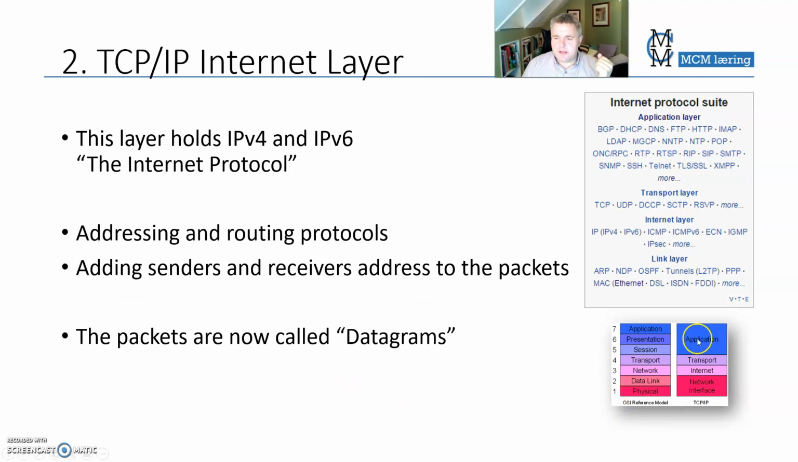Layer number 2, going down here on the model, the internet layer is for addressing and routing protocols. So that is for global addressing, how you send a message onto the network, how it finds its way through the internet to the receiver at the other side. And then you need addressing standards, because you need to say who you want to send the packet to and who the sender is. So both sender and receiver must be a part of that packet.